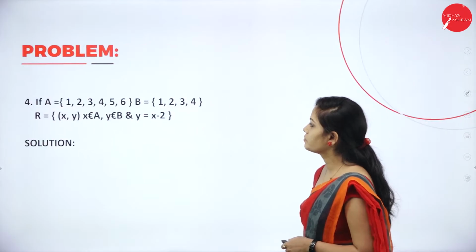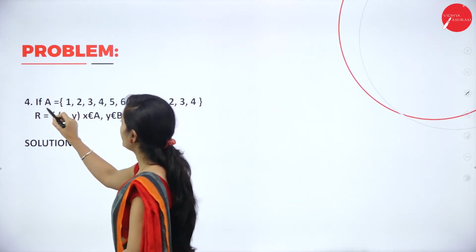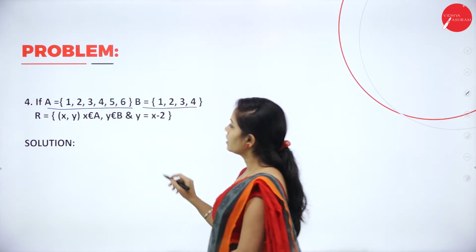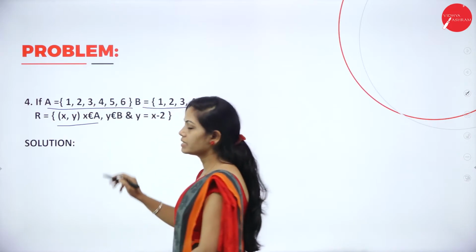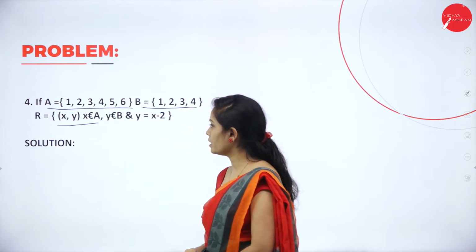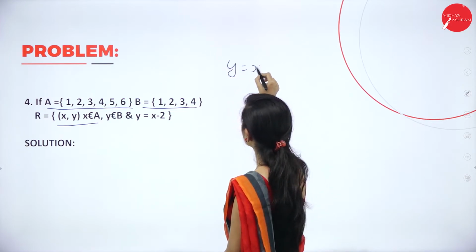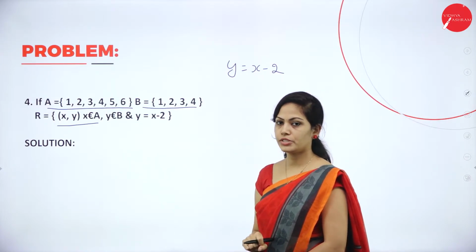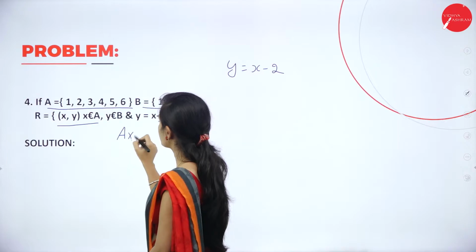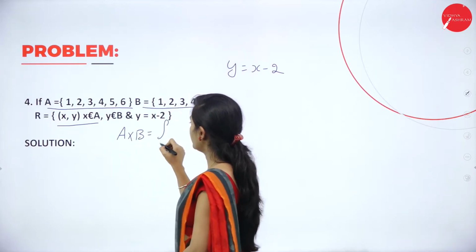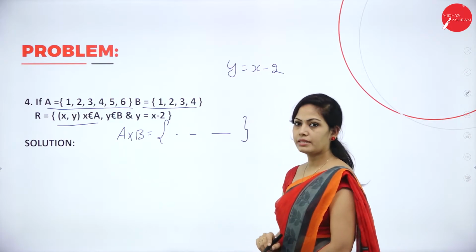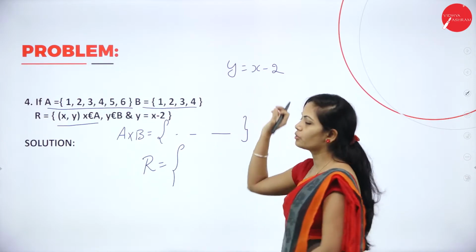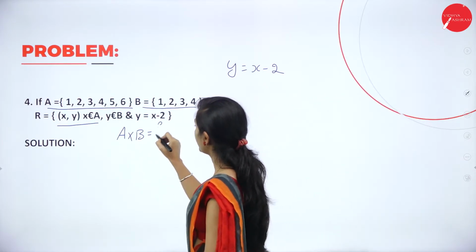And the next question is, if A is equal to {1, 2, 3, 4, 5, 6}, B is {1, 2, 3, 4}, and R equals (x, y), where x belongs to A and y belongs to B, such that y is equal to x minus 2. You have to find this as a relation. So first find A cross B values. Then you can construct the relation R. So what is the question? y is equal to x minus 2. So first find out A cross B.